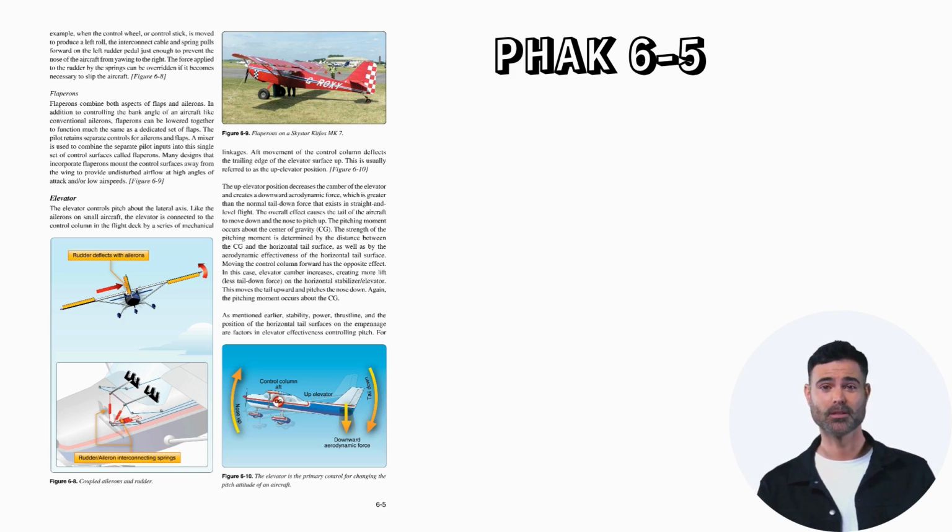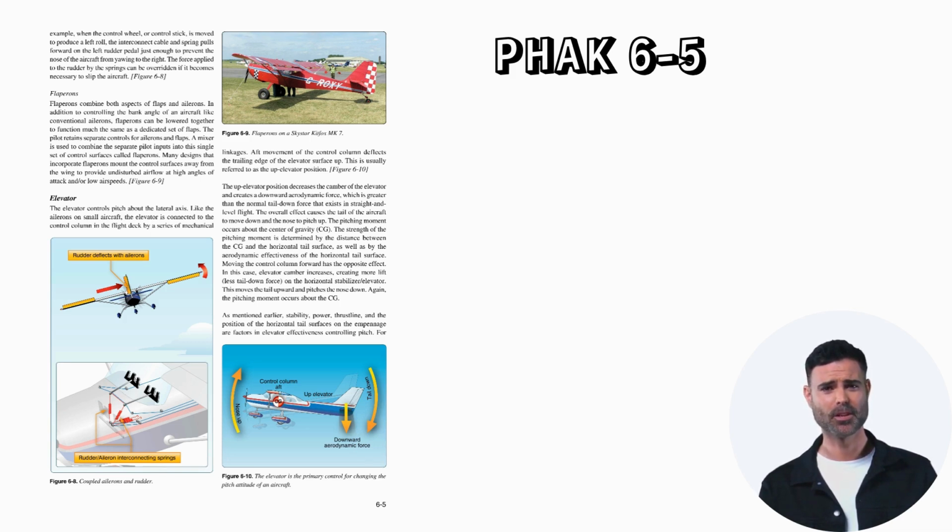The up elevator position decreases the camber of the elevator and creates a downward aerodynamic force, which is greater than the normal tail-down force that exists in straight and level flight. The overall effect causes the tail of the aircraft to move down and the nose to pitch up. The pitching moment occurs about the center of gravity, CG.